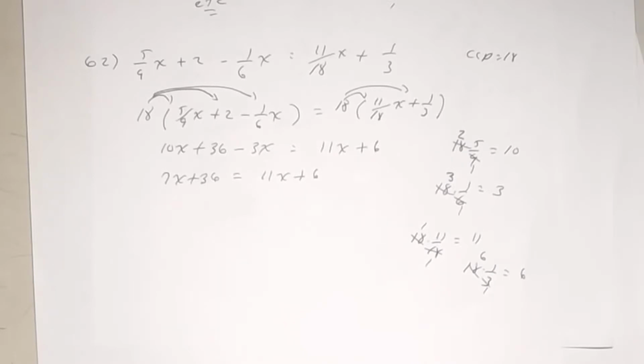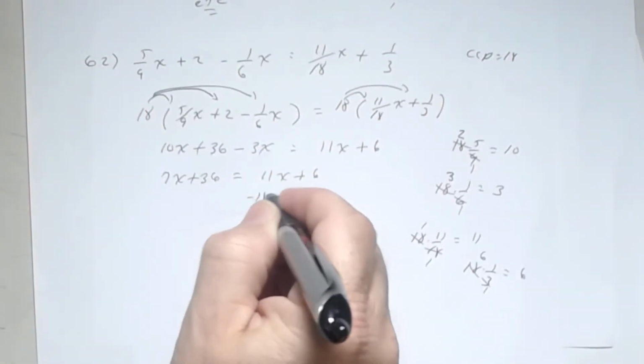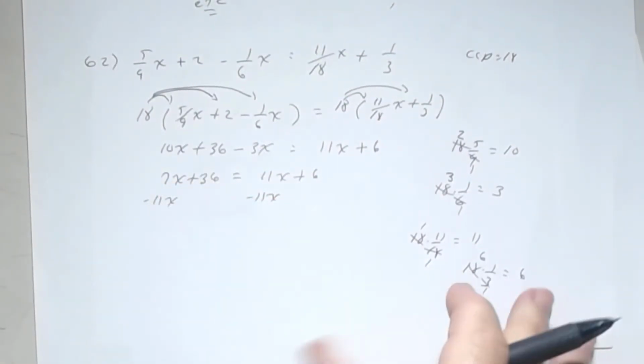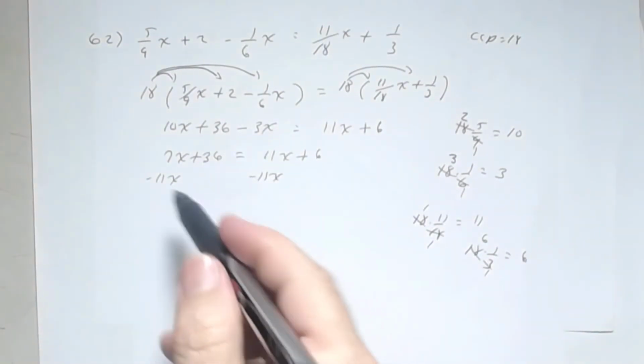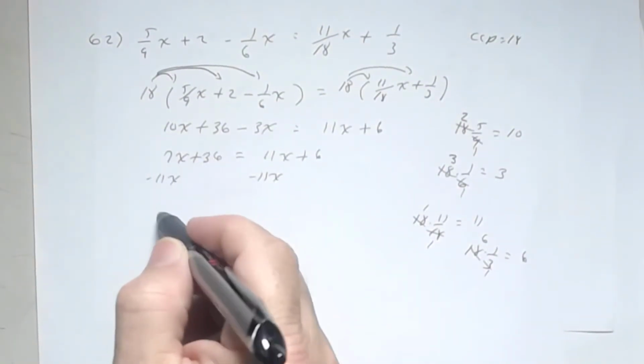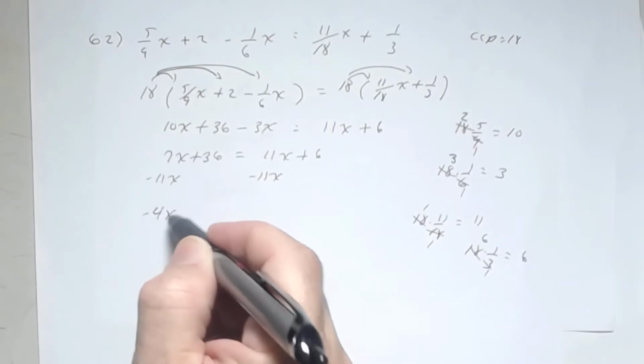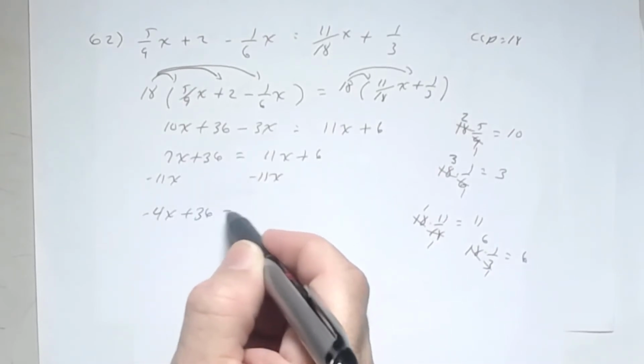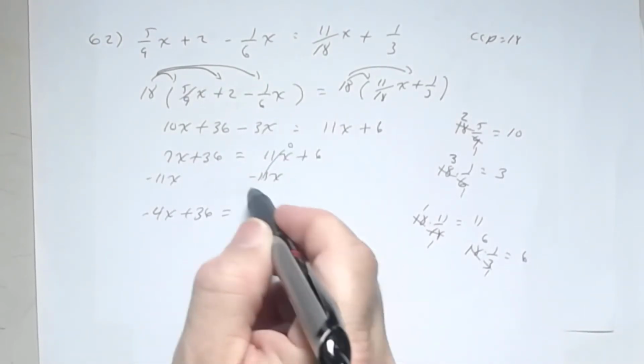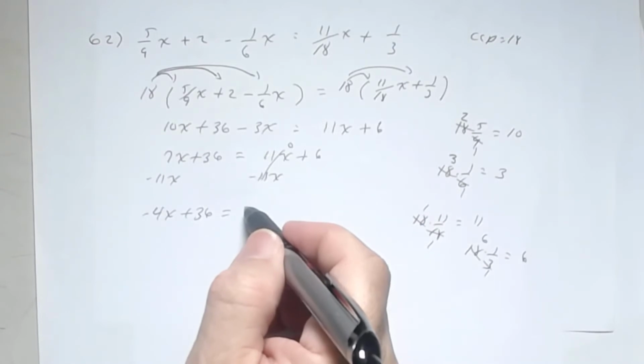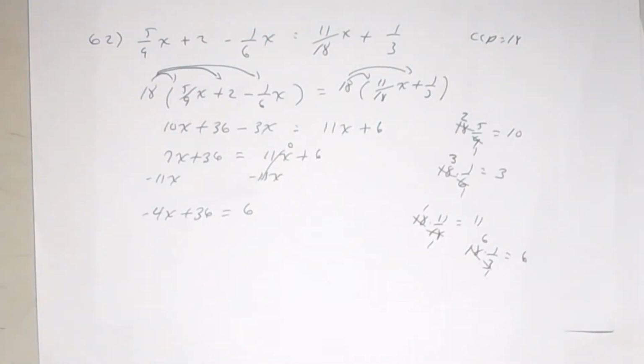Subtract 11 what? X. Say minus 11x. And I'm aligning my like terms. And then I'm going to combine. So what's 7x minus 11x? Negative 4x. Plus 36 equals, and then that's 0 here. And then you're left with what constant? Okay? And then finally, what's the next step? Subtract 36. Okay?